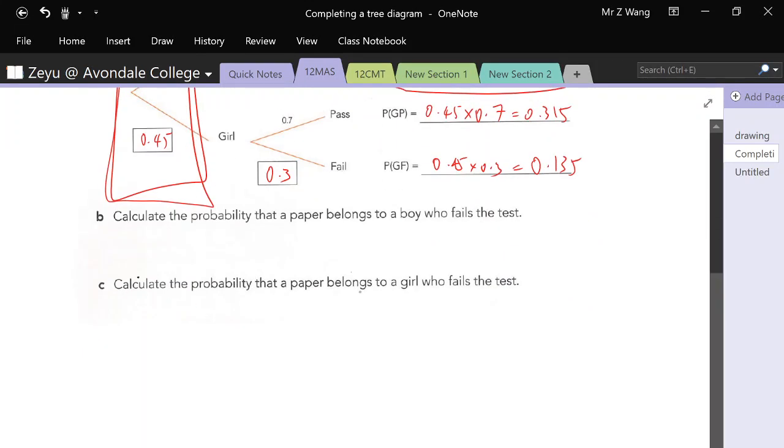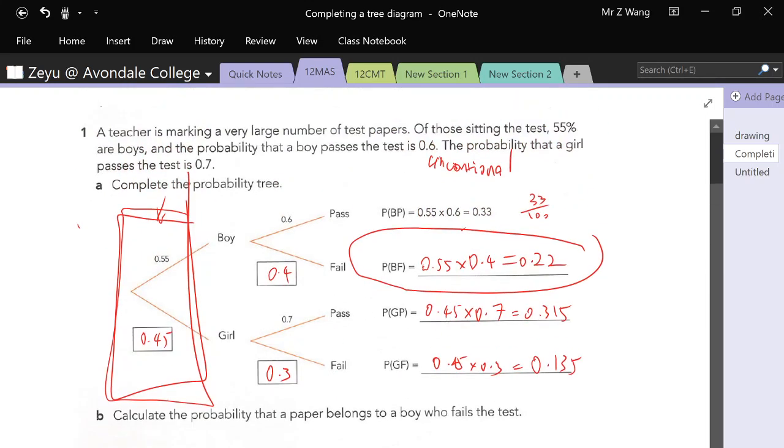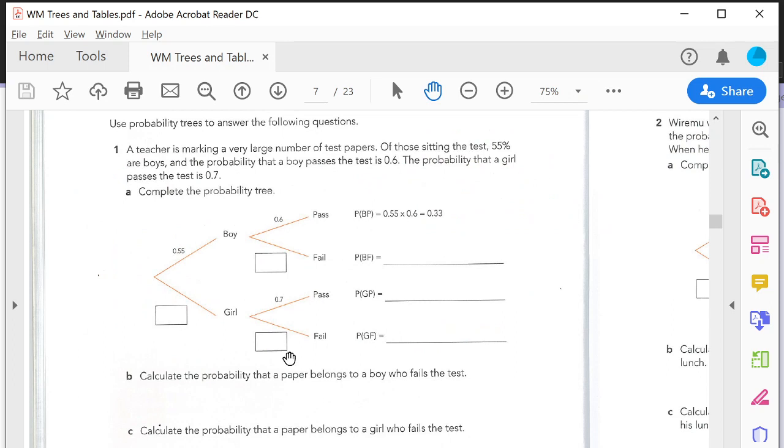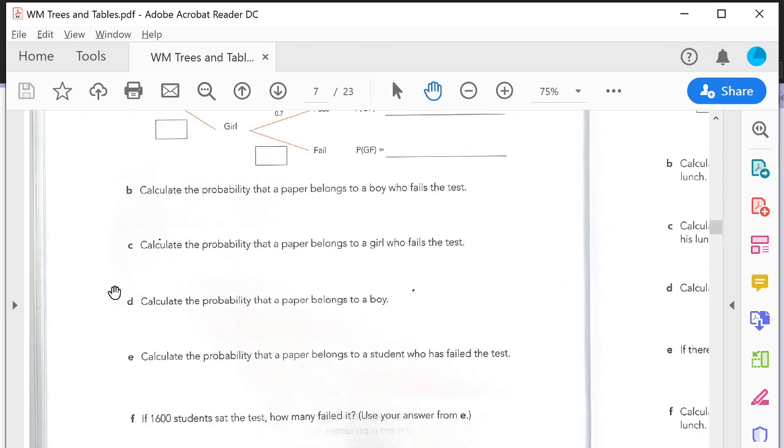Calculate the probability that a paper belongs to a girl who fails the test. So is it conditional or unconditional? Unconditional, right? So it's out of the entire. You must use this column and this column to help you. So it'd be 0.135. Fantastic. Awesome, right? So let's see more questions and you will see the difference.